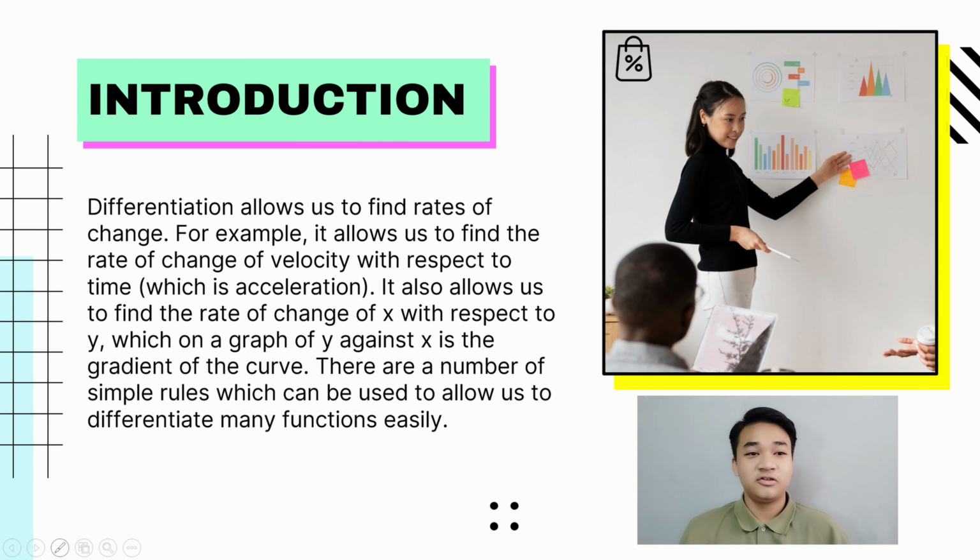First, the introduction to differentiation. Differentiation allows us to find rate of change. For example, it allows us to find the rate of change of velocity with respect to time, which is acceleration. It also allows us to find the rate of change of x with respect to y, which on a graph, y against x is the gradient of the curve.